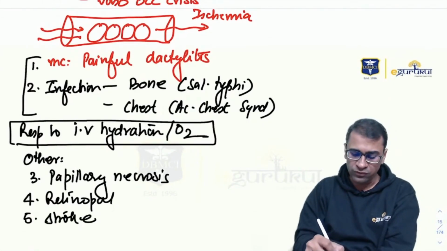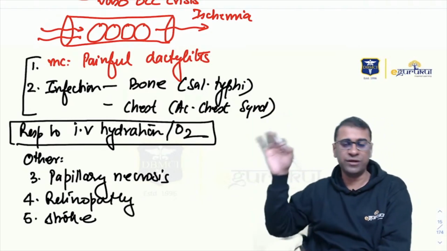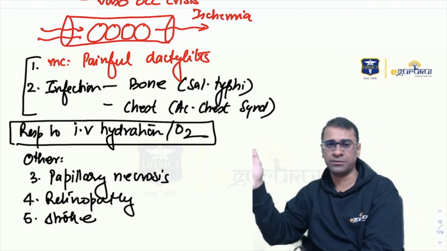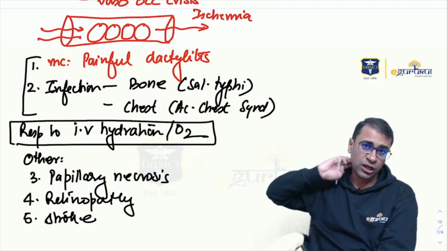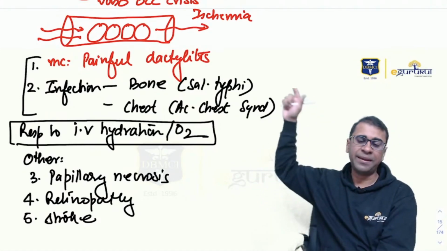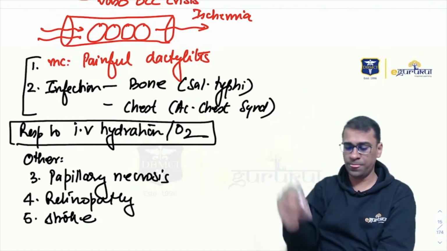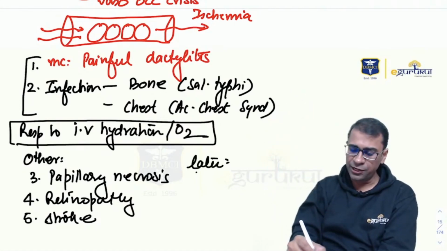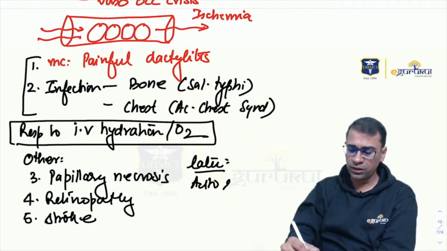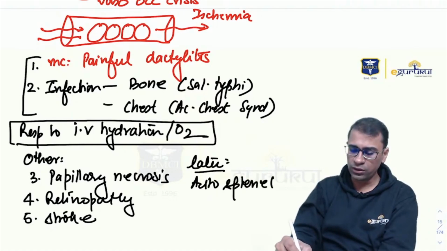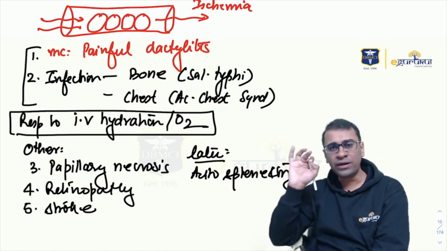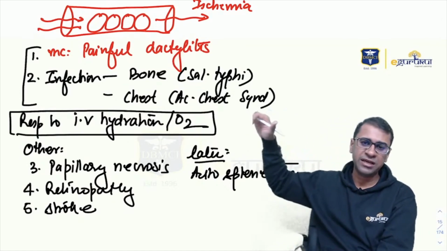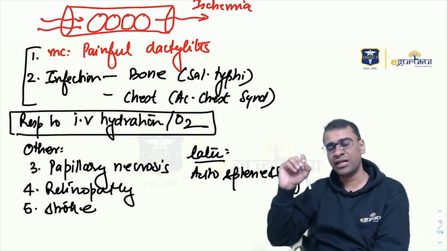All three of these are other symptoms, but they will not respond to IV hydration and oxygen. What responds to IV hydration is the pain and infection, which is given in the MCQ. Later on, they can lead to autosplenectomy. And if the question is, what is the treatment? The first treatment is IV hydration and oxygen.